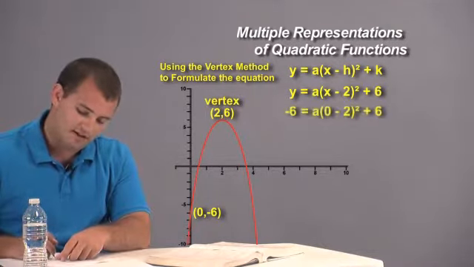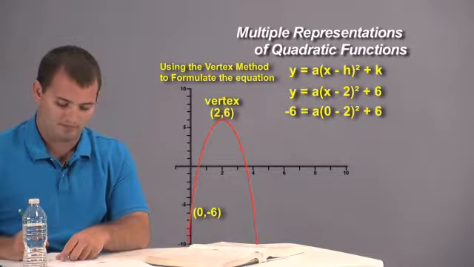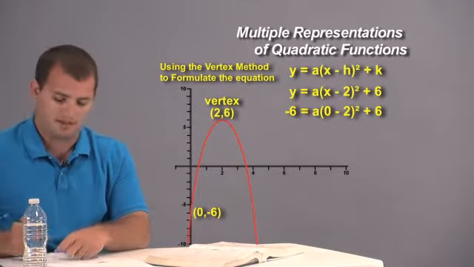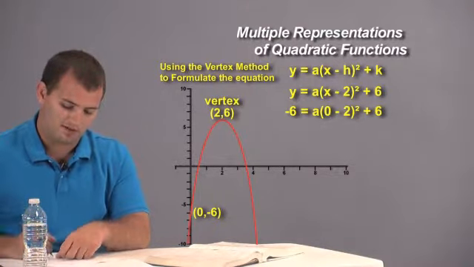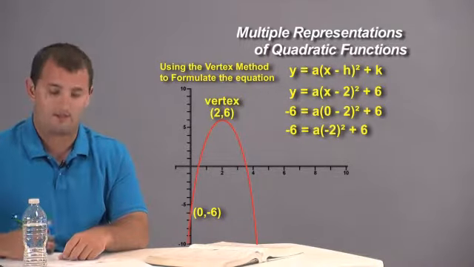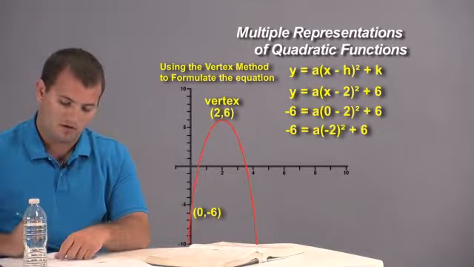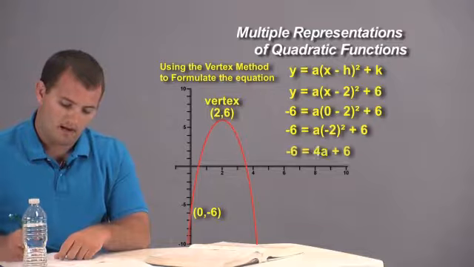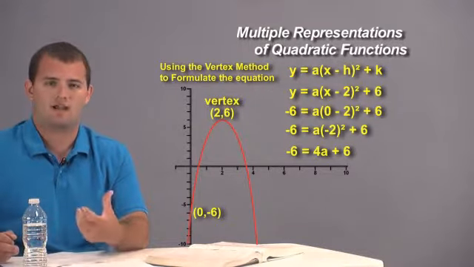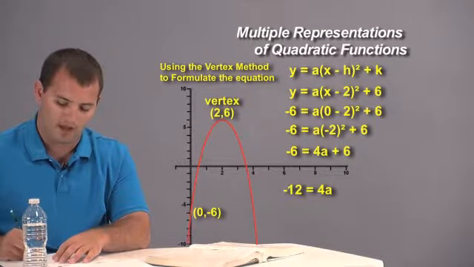So I have negative 6 is equal to a times the quantity 0 minus 2 squared plus 6. I'm going to simplify the parentheses a little bit, so it just becomes negative 6 is equal to a times negative 2 squared plus 6. Negative 2 squared is 4, so the equation becomes negative 6 is equal to 4a plus 6. I'm going to subtract 6 from both sides, so I get that negative 12 is equal to 4a.